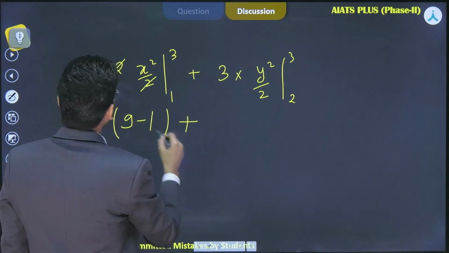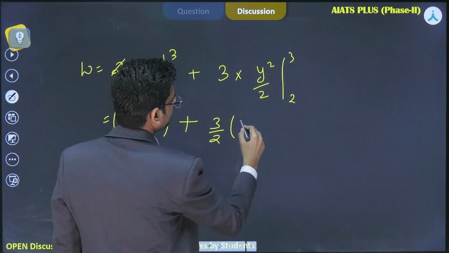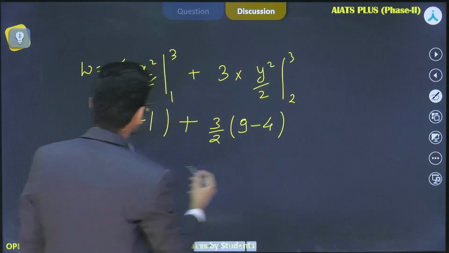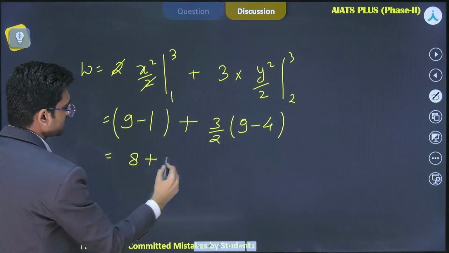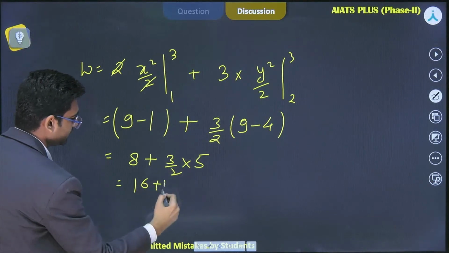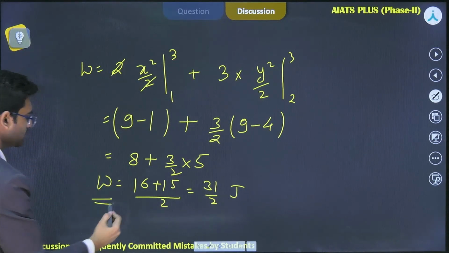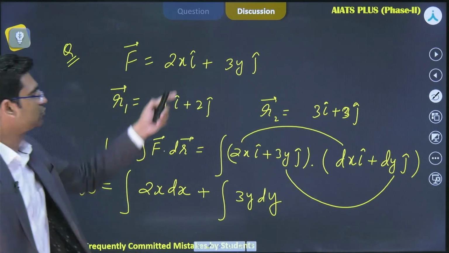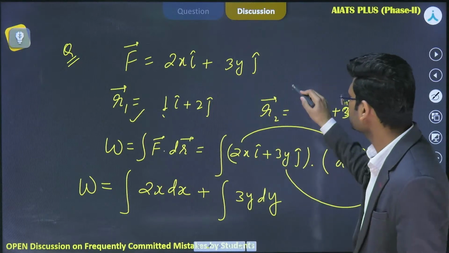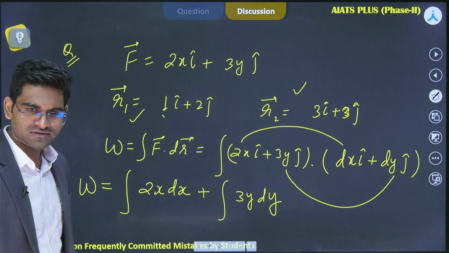This is the work done in the x direction, plus 3 by 2, and put the value of 3 here in place of y. So this will become 3 square means 9, minus 2 square means 4. Solving this we will get 8 plus 3 by 2 into 9 minus 4, that is 5. 16 plus 15 by 2, that is equal to 31 by 2 joule. This is the work done by this formula, for the force F equal to 2x i cap plus 3y j cap, displacing the body from the initial position vector to the final position vector.